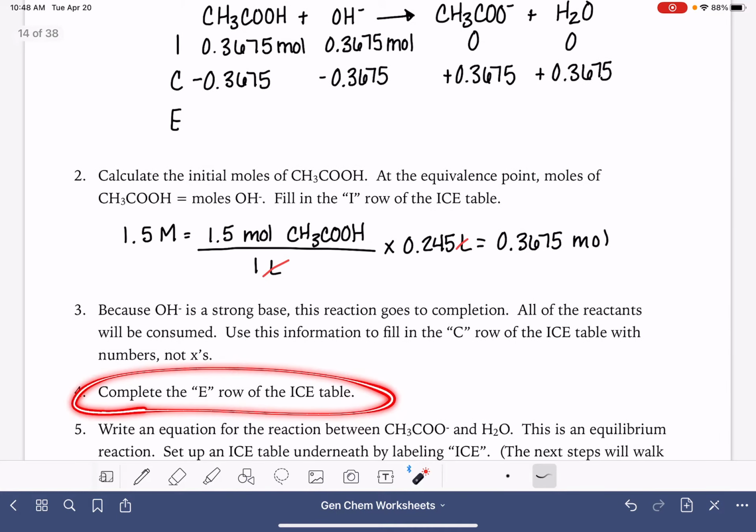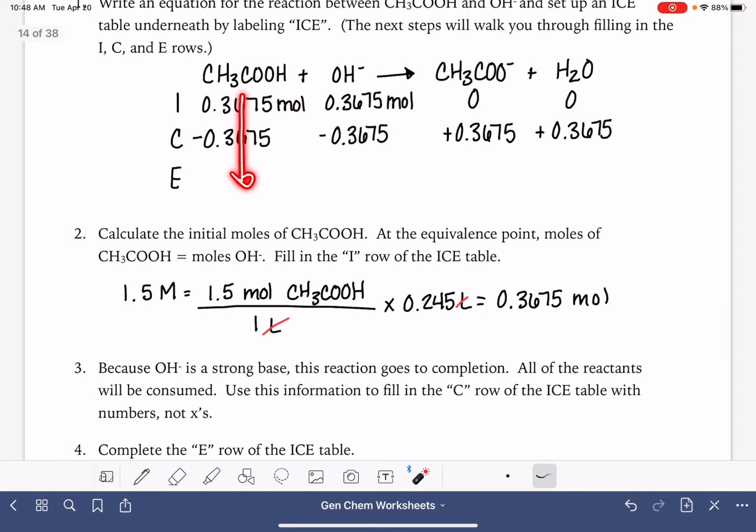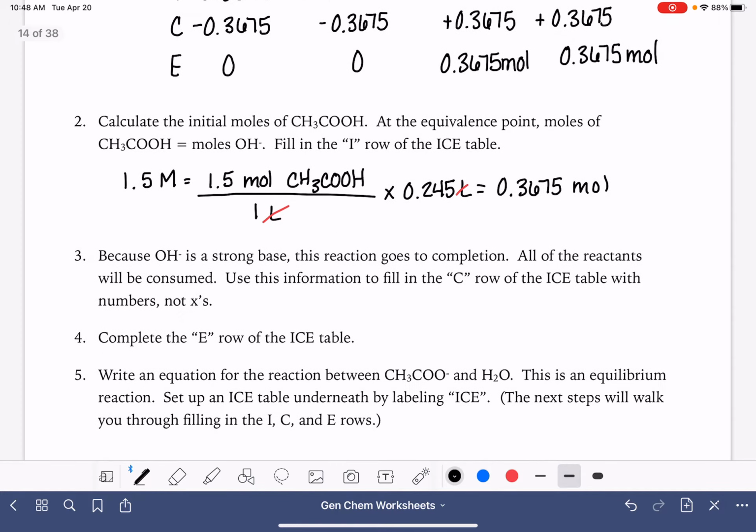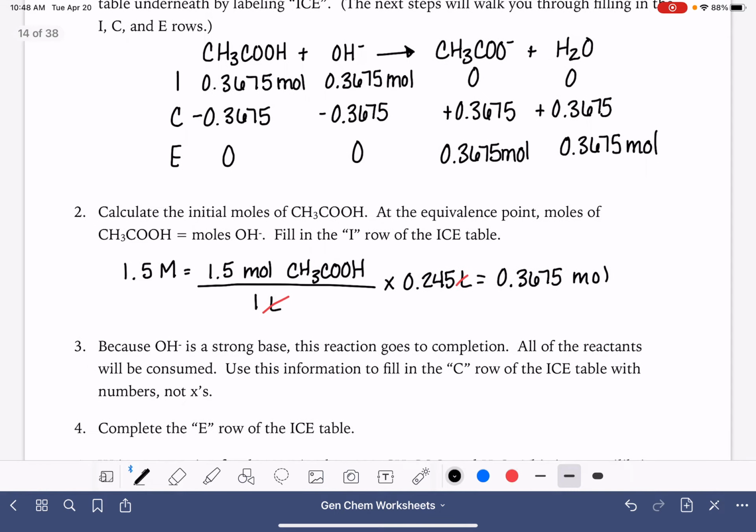Now we can fill in the E row of the ice table the way that we normally do, just doing the math straight down each one of these columns. So we're going to end with no acetic acid, no hydroxide. We're going to end with 0.3675 moles of acetate and 0.3675 moles of water. And as you guys already know, we really can ignore the water. It's not going to be anything that we pay that much attention to. So when this reaction is done, we have 0.3675 moles of acetate and 0.3675 moles of water.